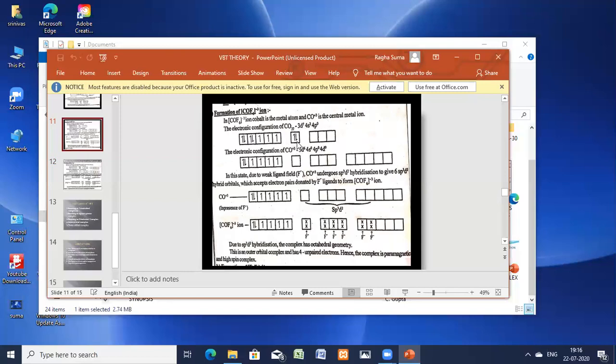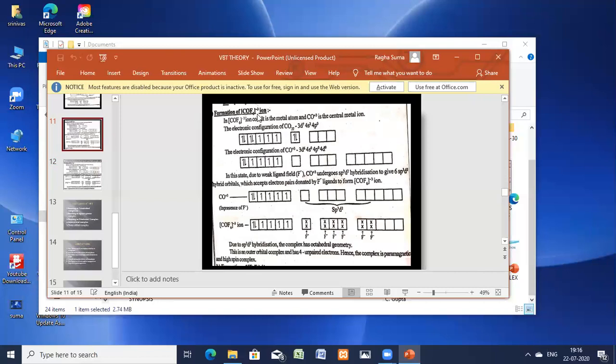Now for the +3 ion, 2 electrons are lost from s and 1 electron from d. Total 3 electrons are lost. Therefore, cobalt is in +3 state. Now the cobalt metal ion is formed. The empty orbitals, 4s is there, 4p is there, and 4d is involved here.